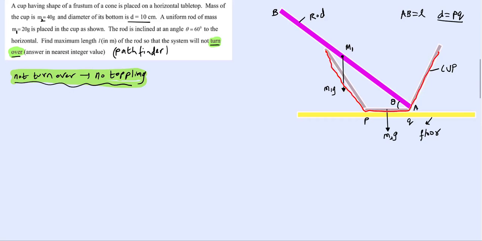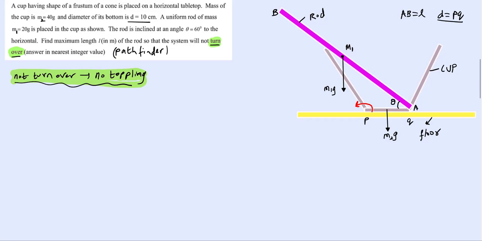Agreed, everyone? Inside that we are placing this rod. The length of the rod is L and the weight M1G is acting. Here the weight M2G will act. Then about what point can this particular cup topple? Because the rod will exert a force on it, and it will topple about point P.